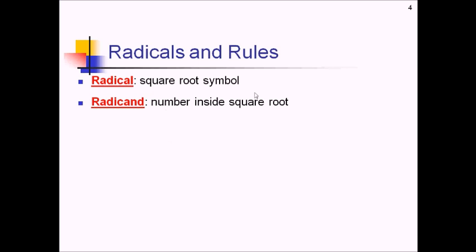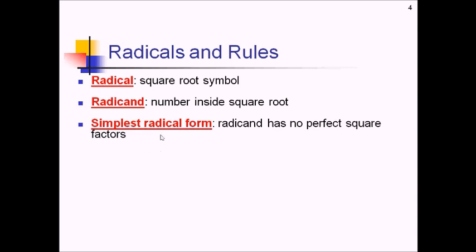The number inside the square root, we're going to call that the radicand. And when we say simplest radical form, we are saying that the radicand, the number inside the square root, does not have any perfect square factors. There are other things that we need to do for simplest radical form that we'll see later on, but for this lesson, all we care about is perfect square factors inside the radical.